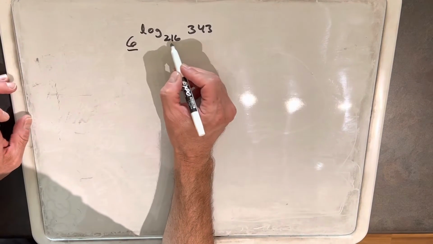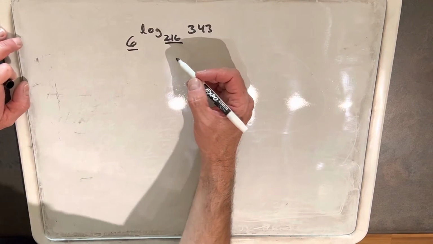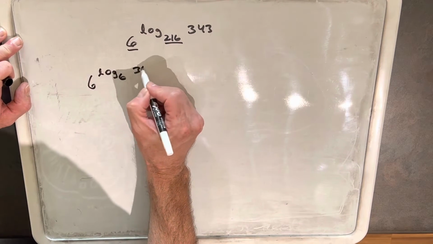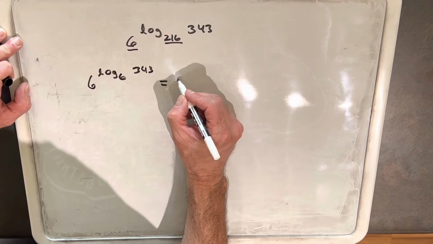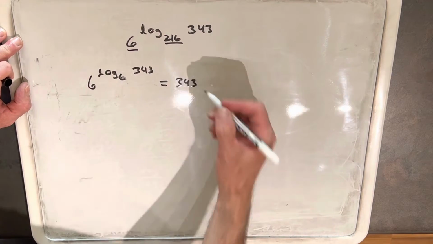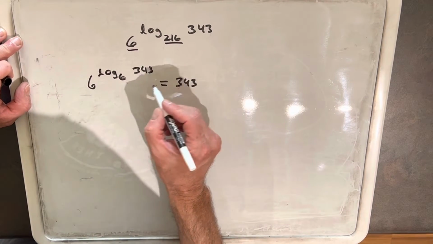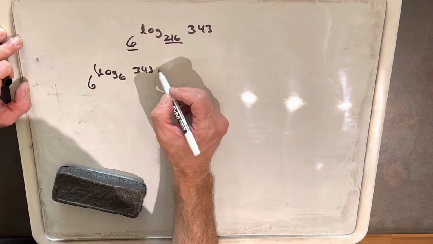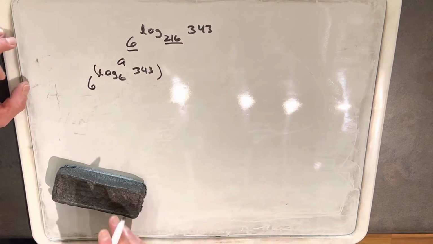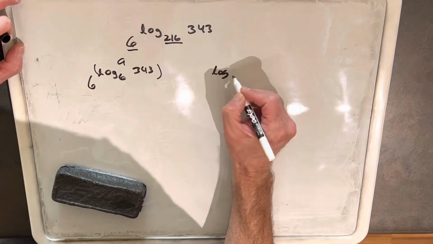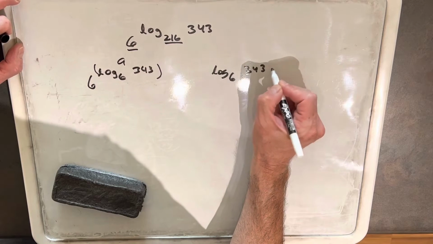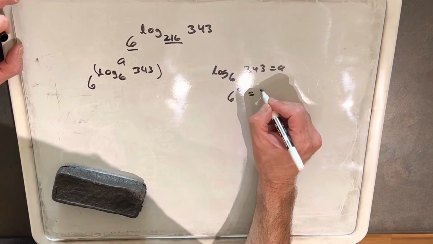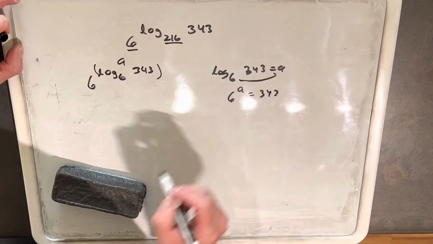base, right? Like if you had 6 here, it's a very easy problem. Like if we had 6 to the log base 6 of 343, the answer would just be 343, because if we just looked at this log and called it a, let's say log base 6 of 343 equals a, then that means 6 to the a equals 343, just rearranging the logarithm.